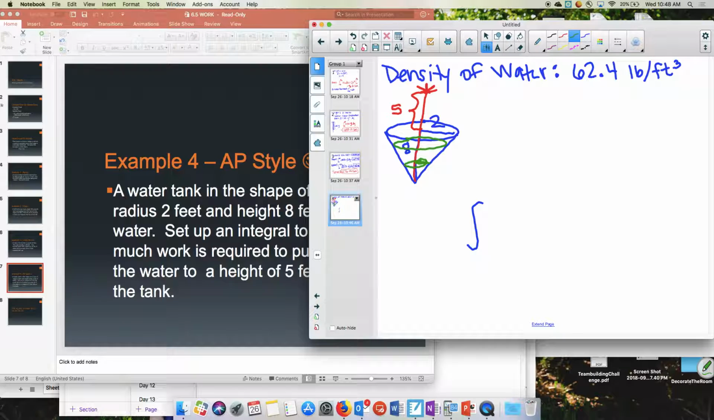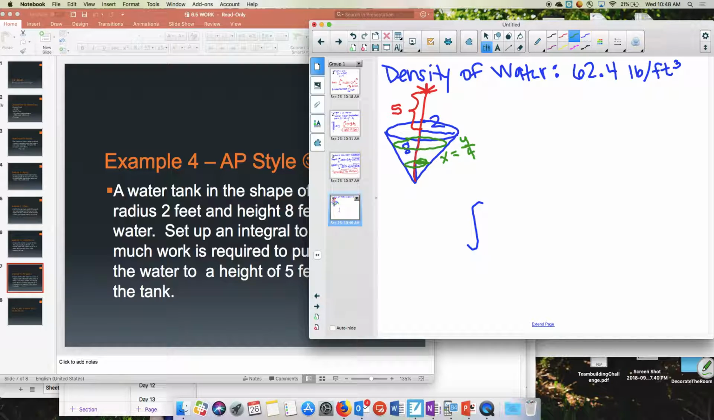It would be changing. So let's think of this line right here. It has a slope of up 8 over 2. So y equals 4x, or x equals y over 4. We're talking about vertical, so it needs to be in terms of y.